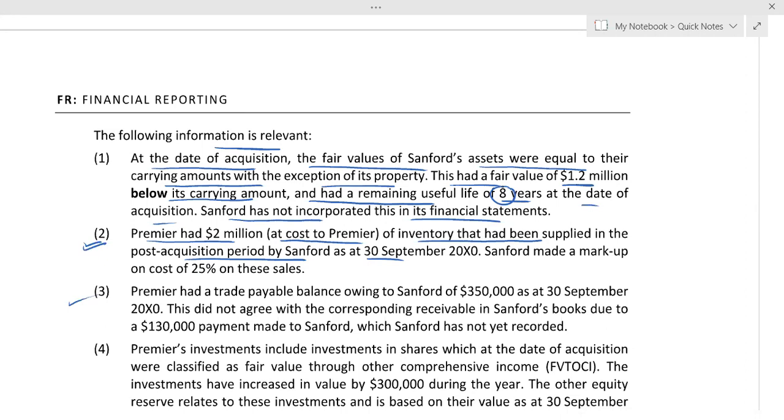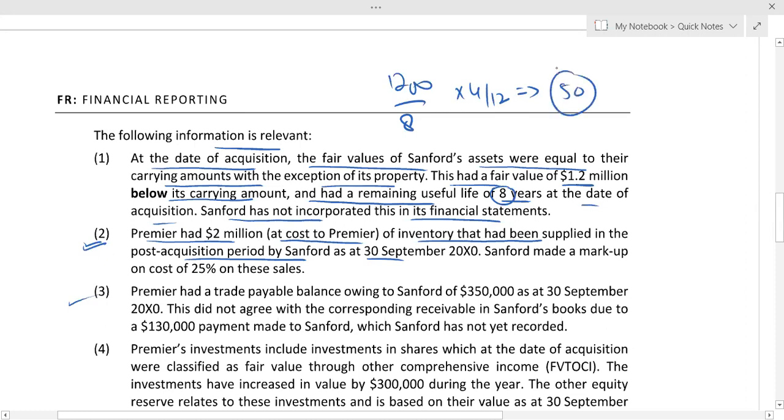Your fair value adjustment is not positive. Try to understand, it is negative. So 1,200 divided by 8, into 4 upon 12, because the post-acquisition period is only 4 months. So there's a depreciation of 50, but this time this 50 will be a reversal of additional depreciation. We will reverse this depreciation. Why? Because property value is decreased. It is the opposite if the value increases.